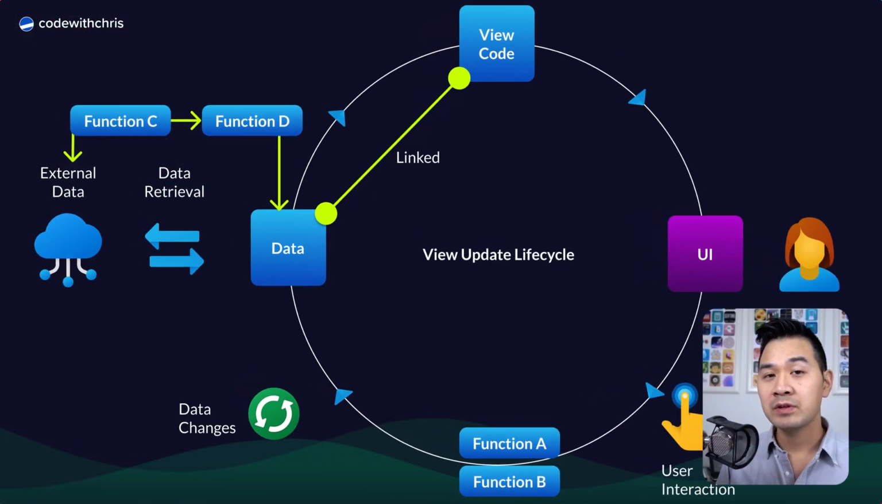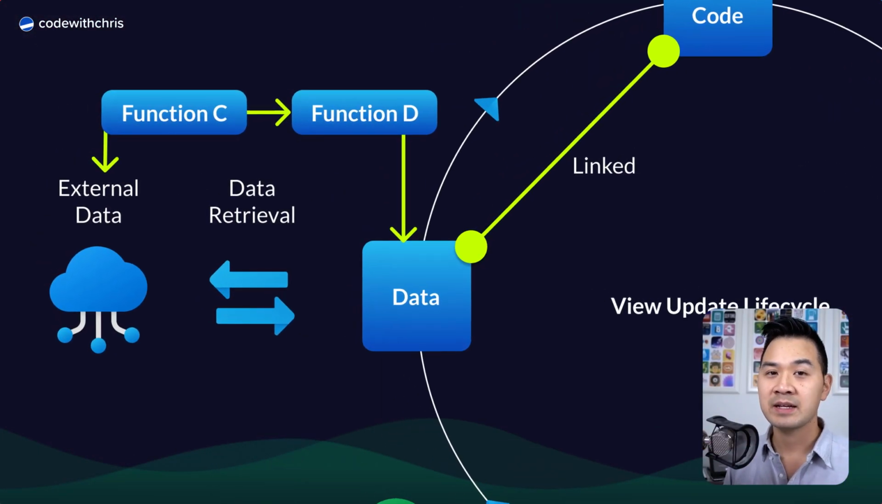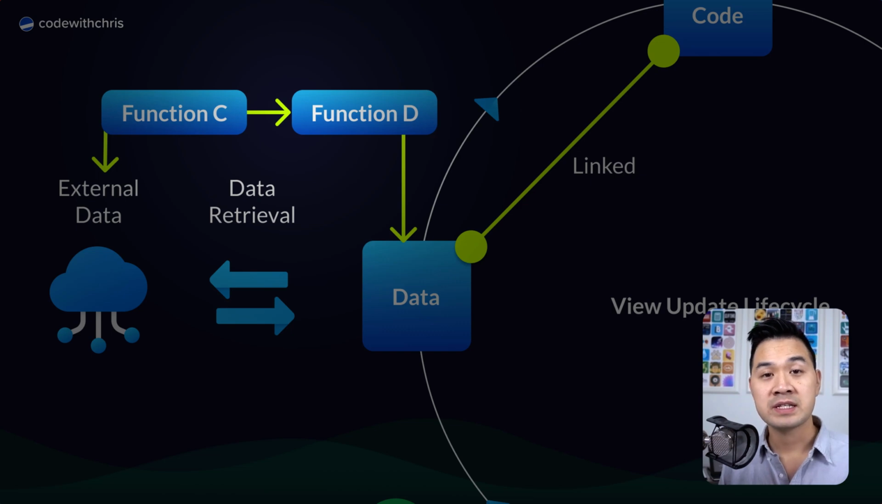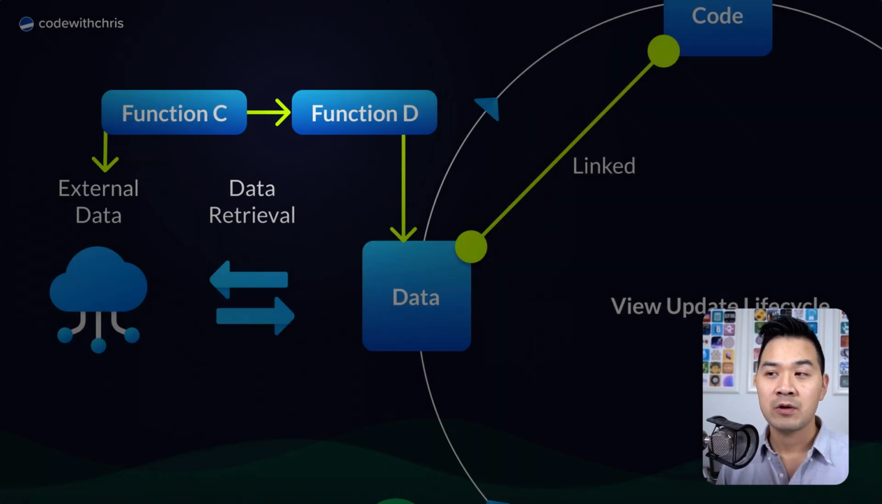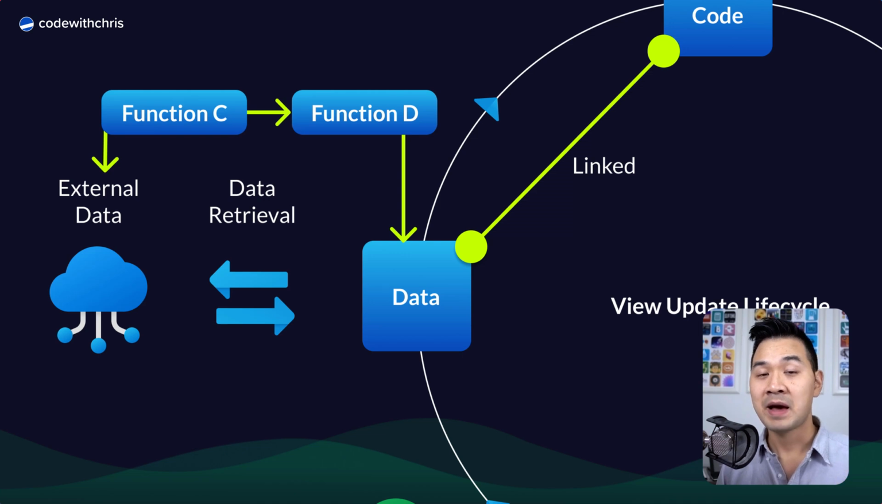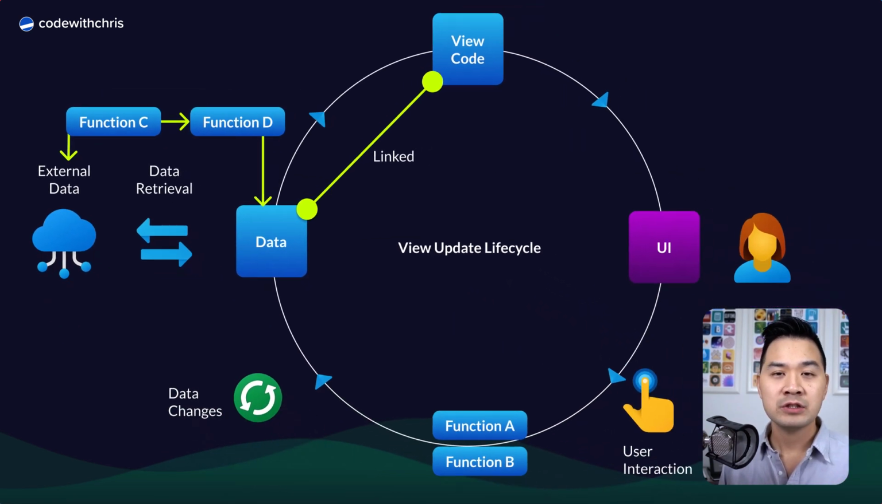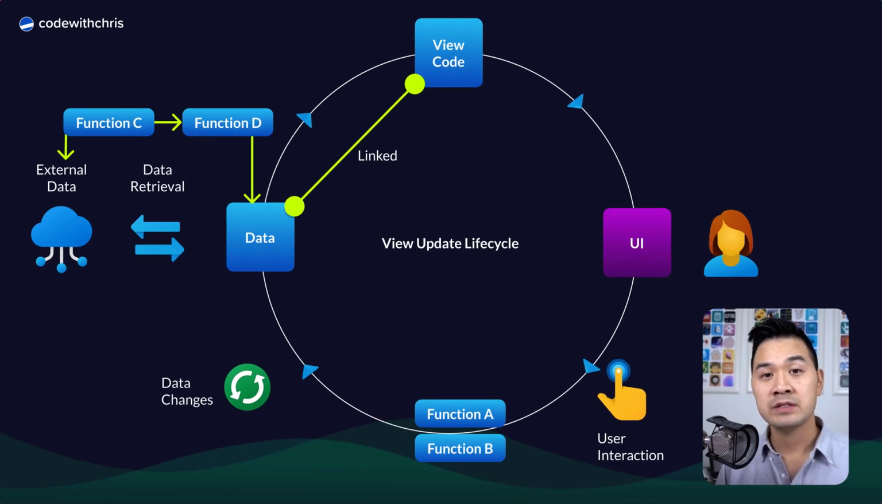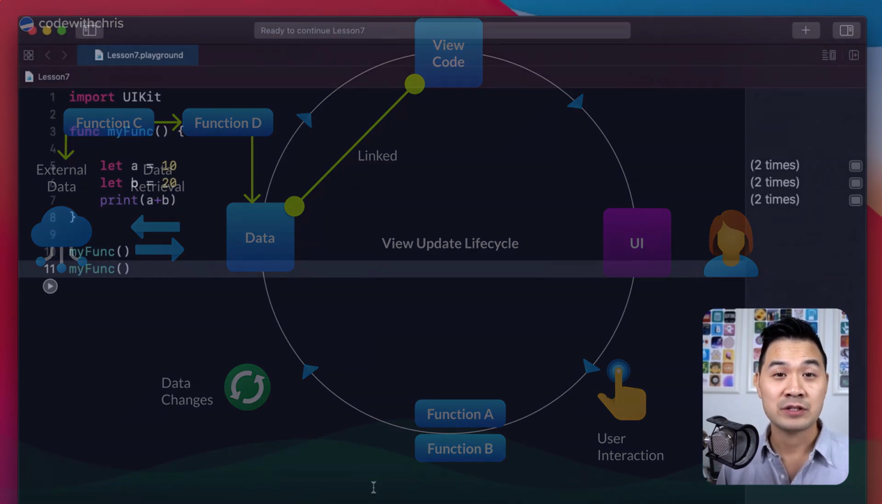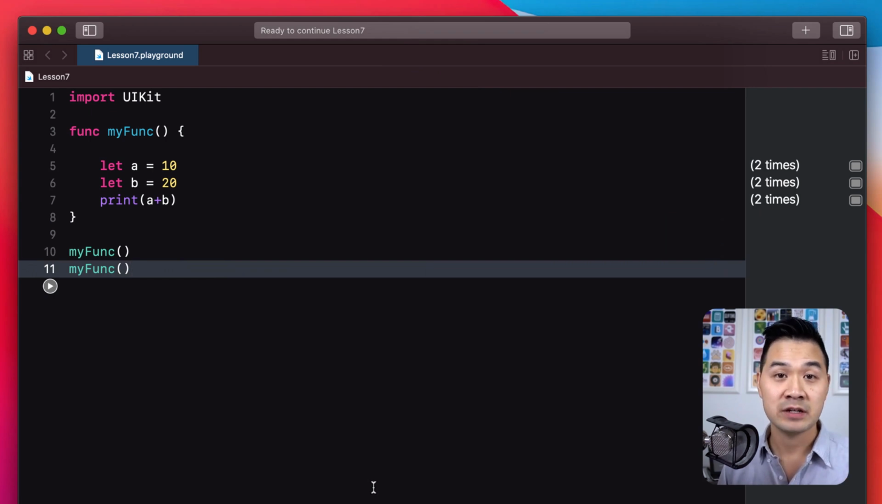Now I want to go back to that view update lifecycle diagram for just a second, because if you notice back in that data retrieval area, I said that we might have two functions, C and D, where C would fetch the data and pass it into D as input parameters, so that function D can work with that data and format it how we need. So a function being able to accept data into it to work with it is a very powerful feature. Let's take a look at how we would declare a function that would accept some sort of input data.